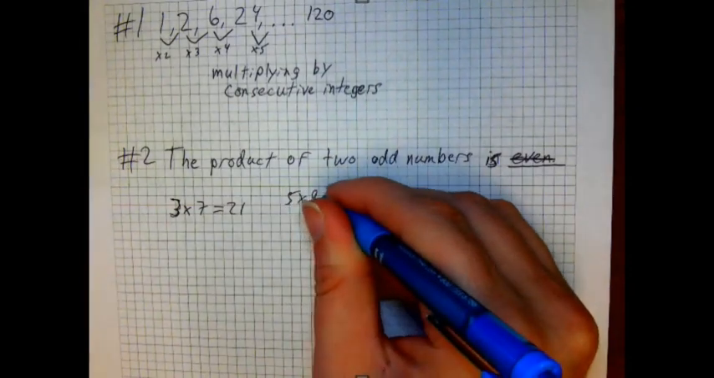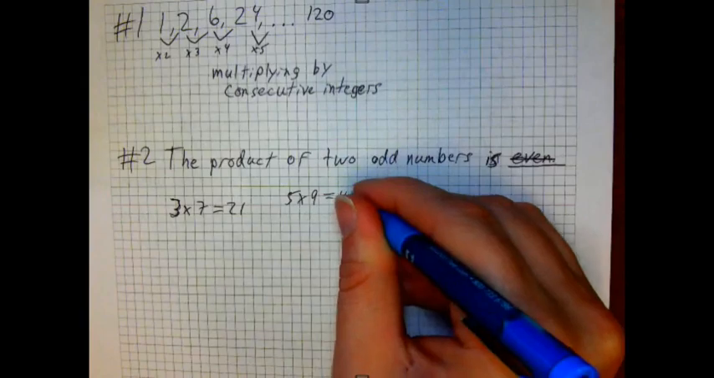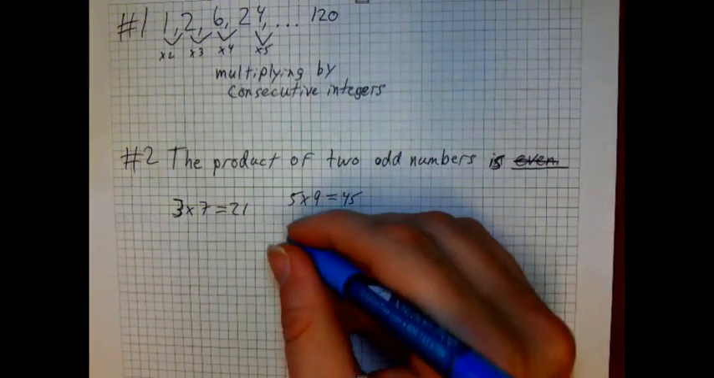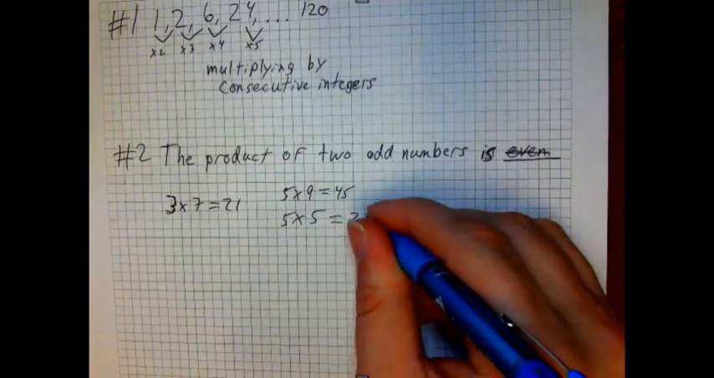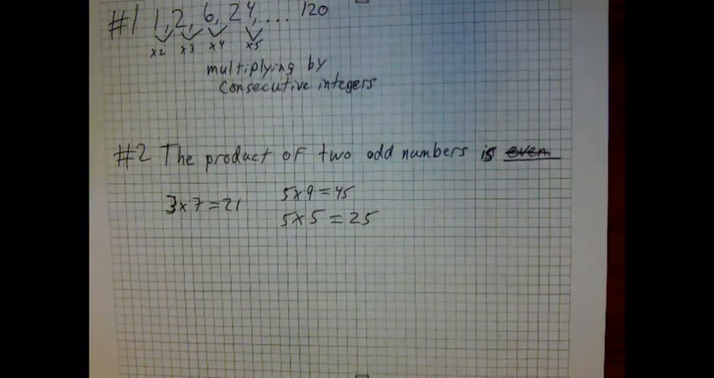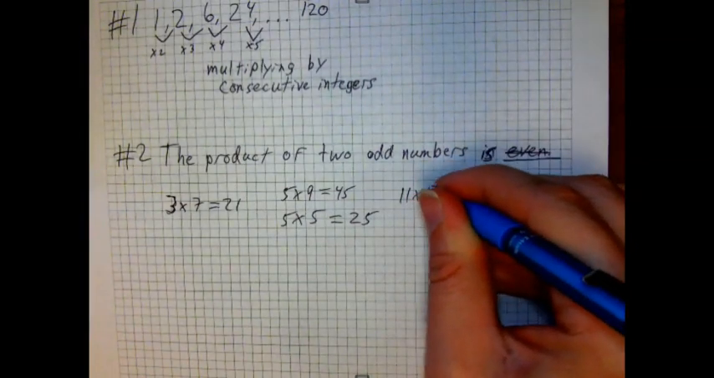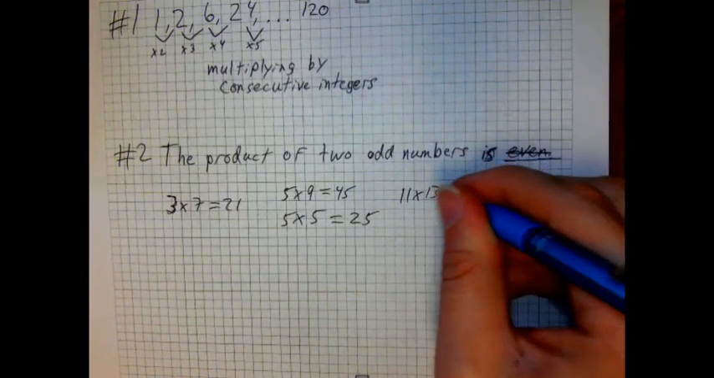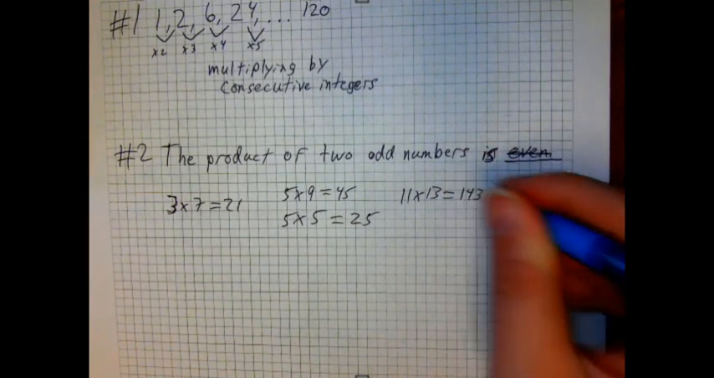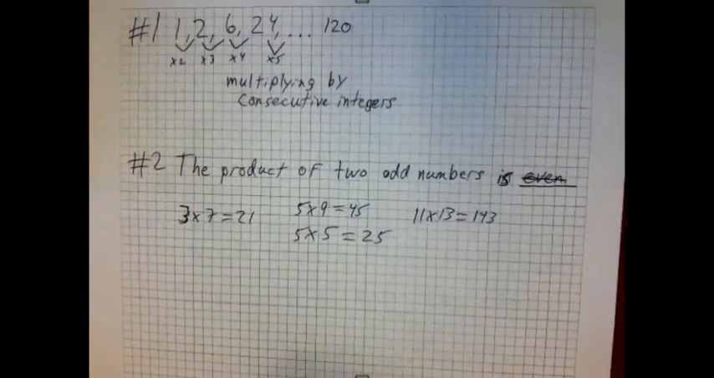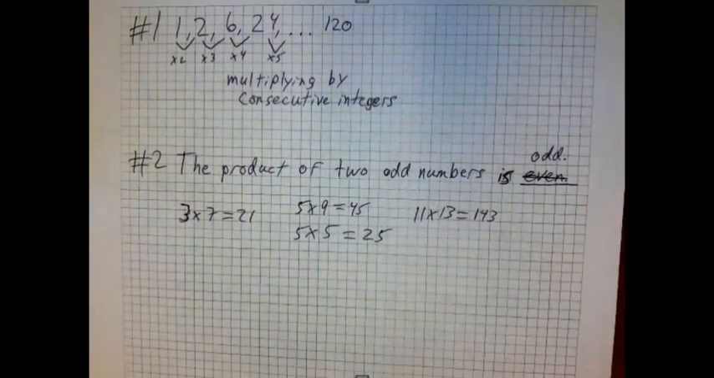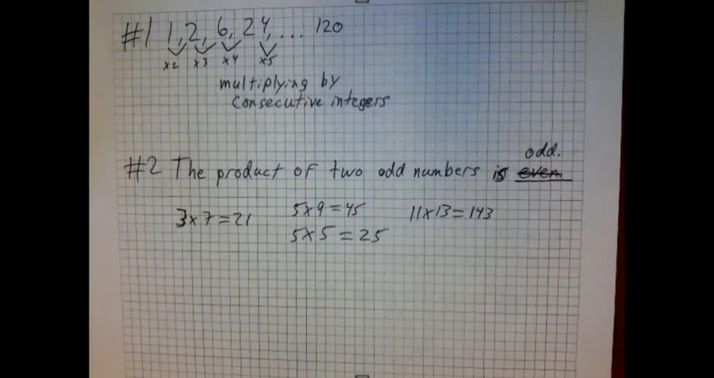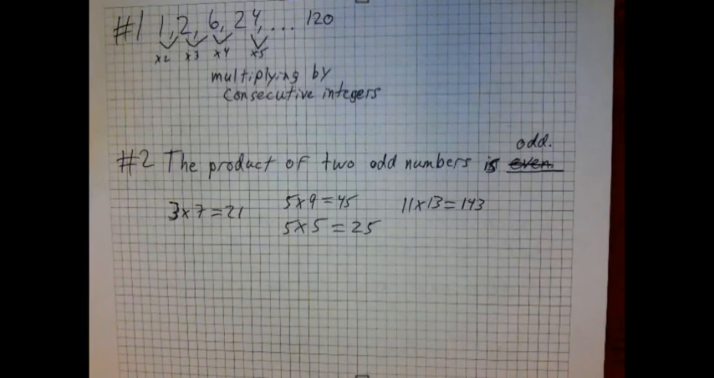5 times 9, that's 45. That's another odd number. 5 times 5, 2 odd numbers, well, the same odd number. That gives me 25, another odd number. 11 times 13. 11 times 13 is 143, another odd number. So maybe a better conjecture is the product of 2 odd numbers is odd. And then we could keep testing, right? Because there's a whole lot of odd numbers, and all we need is one counterexample to prove this false. But it seems that 2 odd numbers, if you multiply them together, are going to give you an odd number.